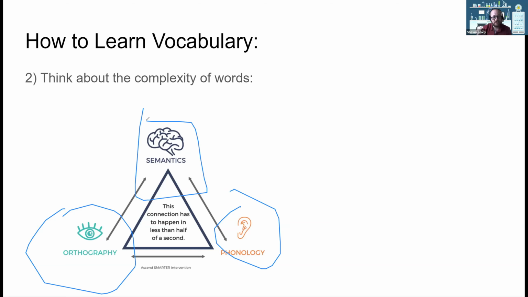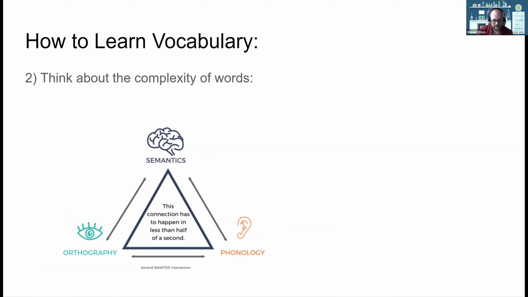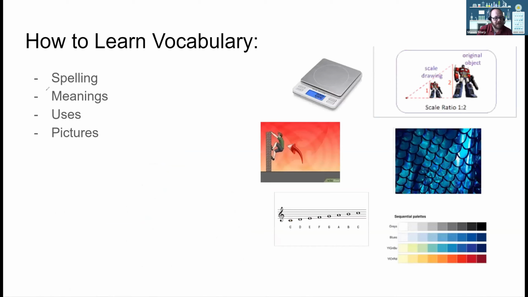We need to know how to say the word. We need to know how to write the word with our spelling, and we need to know what the word means, but that can also be very complex. We have to think about all the different meanings of the words, because words don't just mean one thing. They can mean many different things. For example, look at these pictures. All of these pictures represent one word. What is that word? Scale.